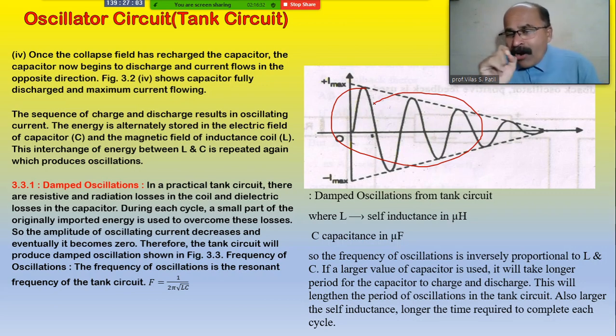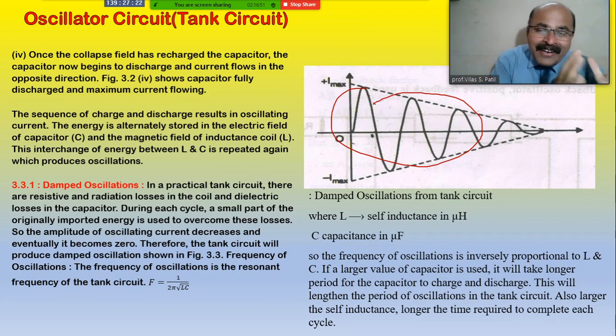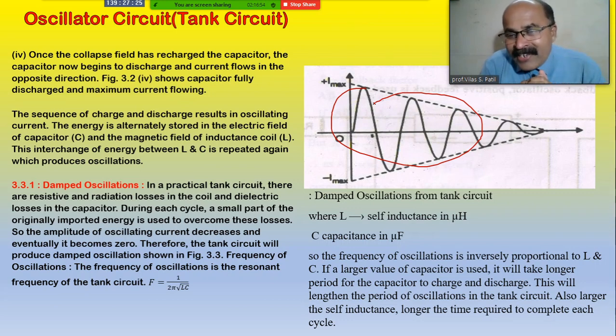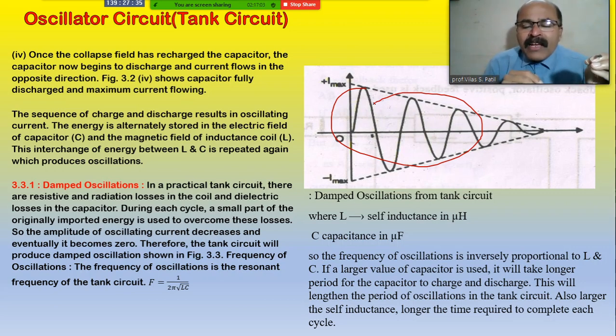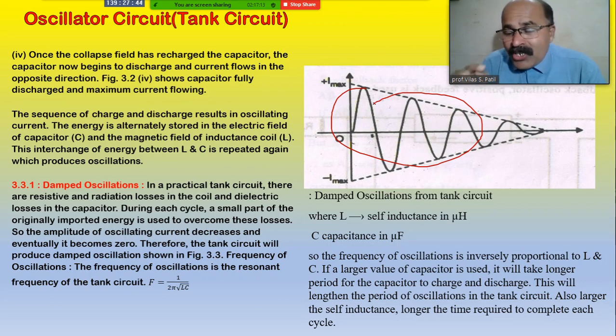But one thing is very important. What is the frequency of this damped oscillatory motion? The frequency of the damped oscillatory motion is fixed by the magnitude of the inductance and capacitor. If we consider the inductance as L and the capacitor as C, we know that inductance is measured in Henry and capacitance is measured in Farad.